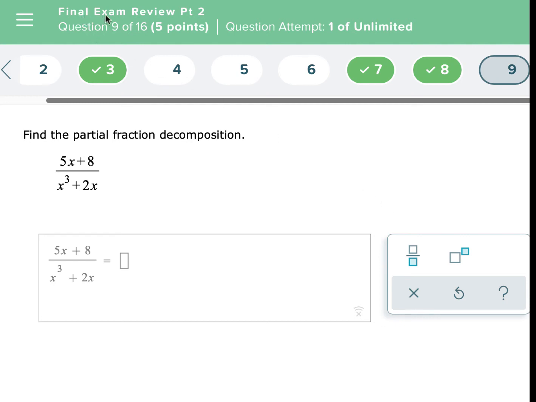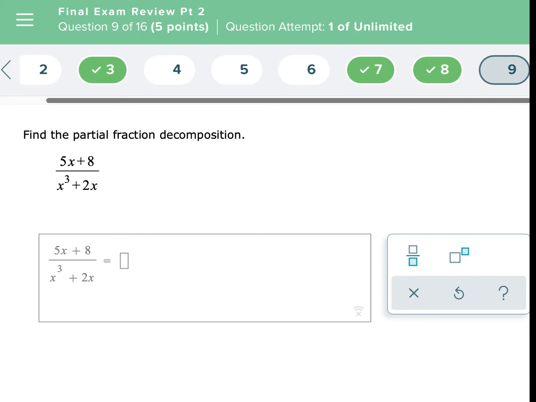I'll be working on Final Exam Review Part 2, question number 9. We're asked to find the partial fraction decomposition. The first step that we want to do is factor the denominator. I notice I have an x cubed and an x, so since x occurs in each term, I will factor out that lowest power of x.